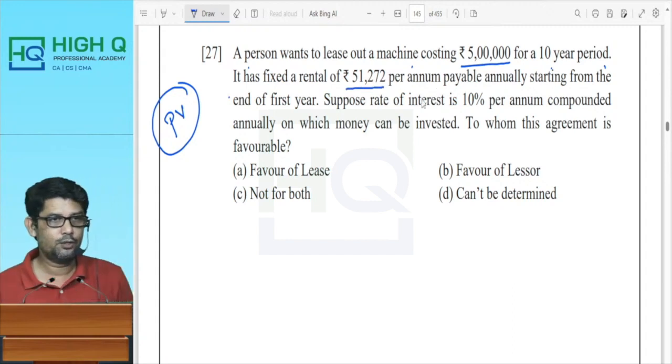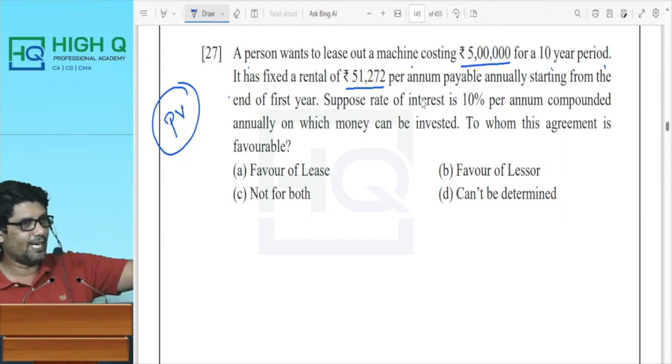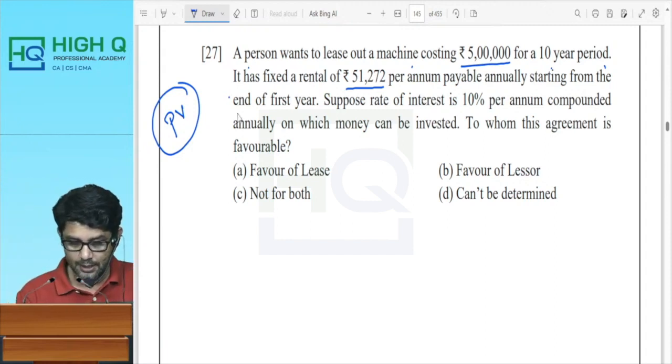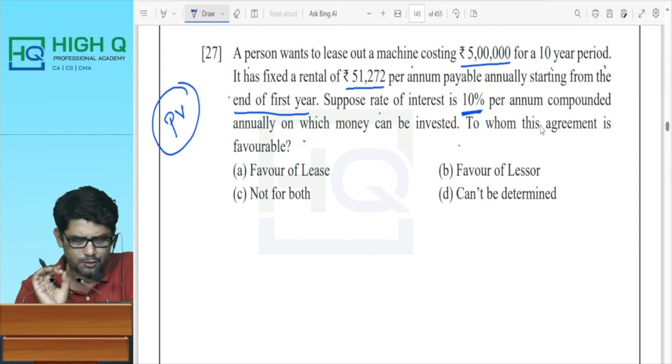That means either I can go for a lease, that is buying for 5 lakhs, or I'll go for an annual rent of 51,272 starting from the end of the first year. Suppose the rate of interest is 10% per annum compounded annually, on which money can be invested. To whom is this agreement favorable? My dear, if you want to learn the logic and concept of this problem, again I'm telling you, watch the full time value of money YouTube lecture.